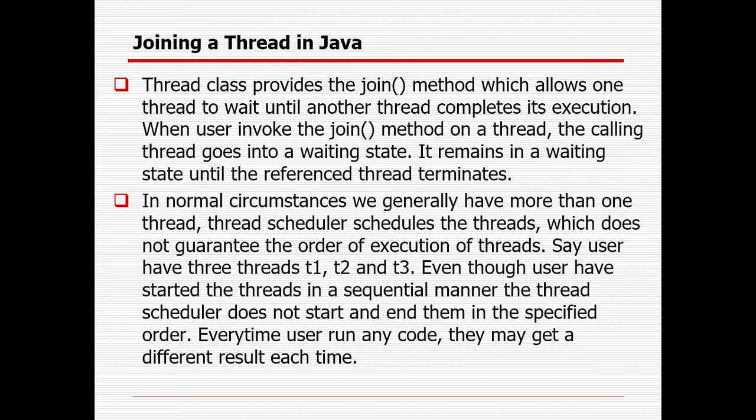The Thread class provides the join method, which allows one thread to wait until another thread completes its execution. When a user invokes the join method on a thread, the calling thread goes into the waiting state. It remains in the waiting state until the referenced thread terminates.